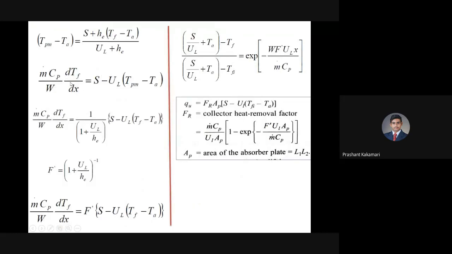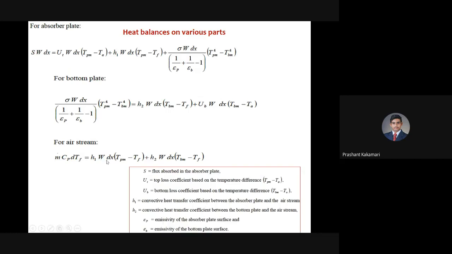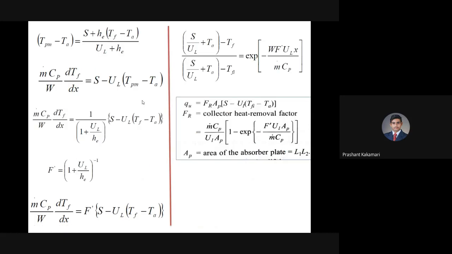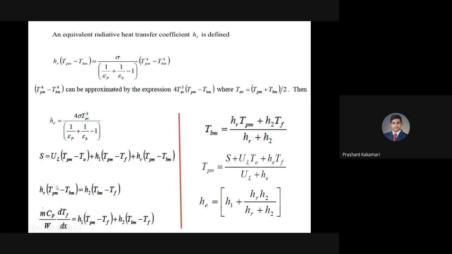So I'm just segregating the terms, equal to H1 W dx (TPM minus TF) plus H2 W dx (TBM minus TF). These terms we are going to replace with the first equation. That is, I can write it as S minus UL. Just remember in this first equation, S equals whatever is there, TPM minus TA is not there here. TPM minus TF is there here. H1 into (TPM minus TF) is the common term. Then H2 is not there.